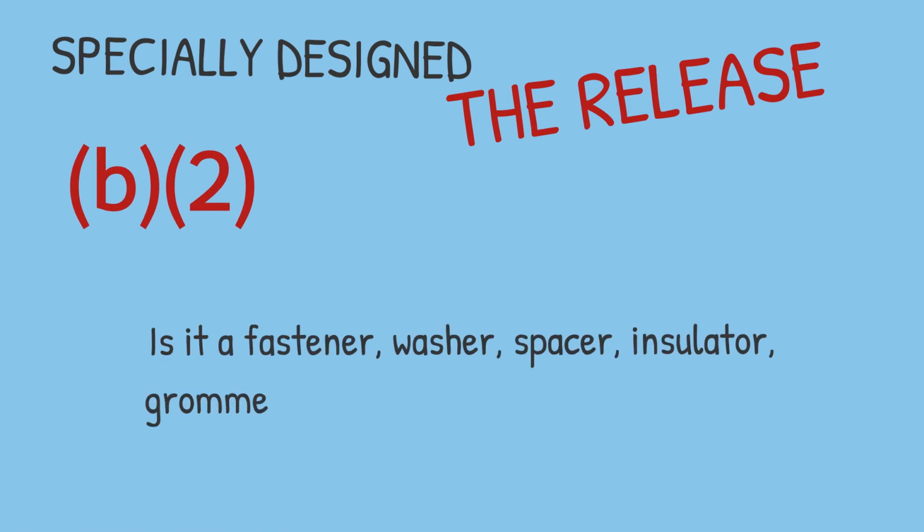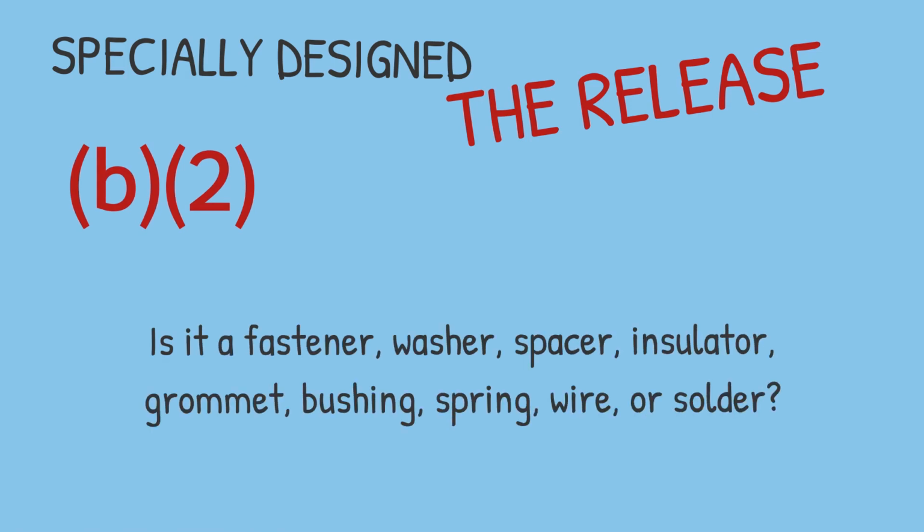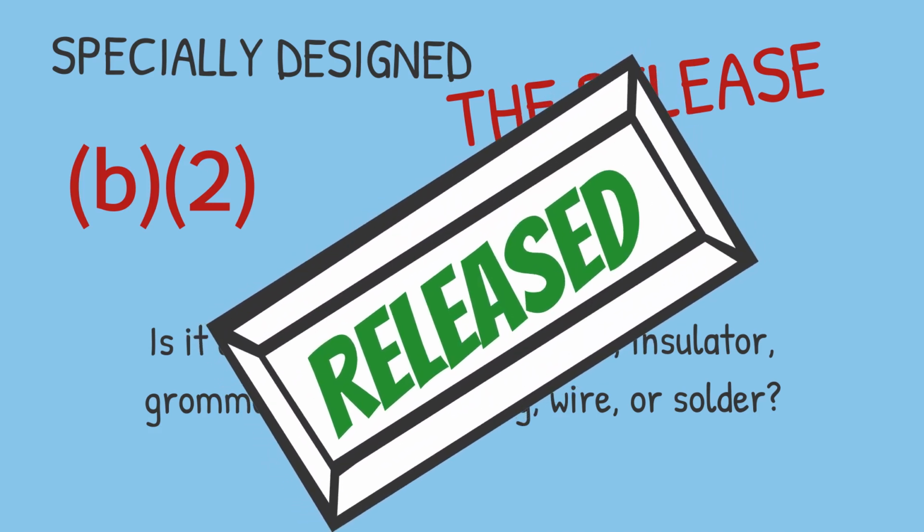Paragraph B2 releases parts and minor components that are specified in this paragraph, including fasteners, washers, spacers, springs, or solder. The scene says paragraph B2. Is it a fastener, washer, spacer, insulator, grommet, bushing, spring, wire, or solder? A stamp with the word released appears on the screen.